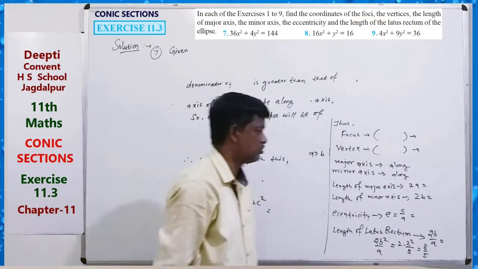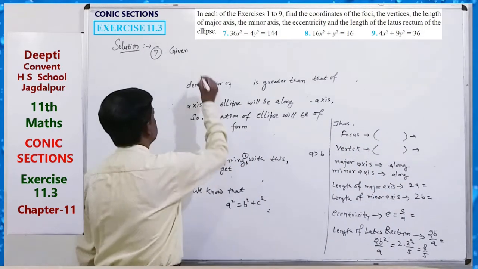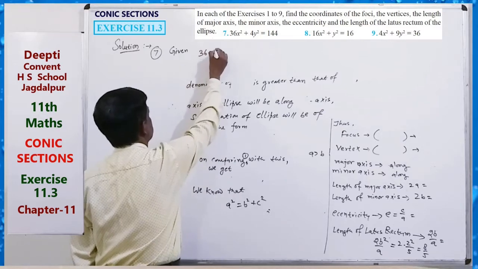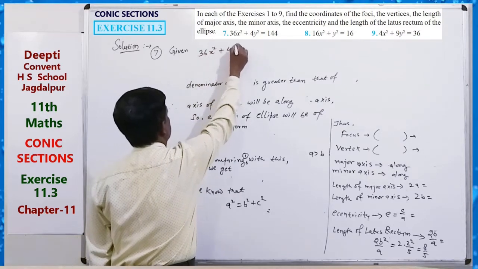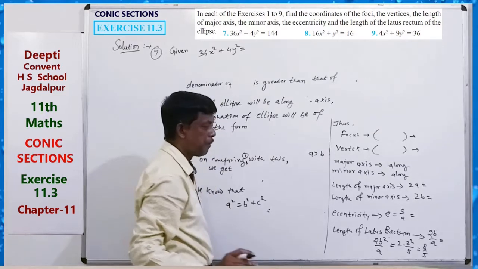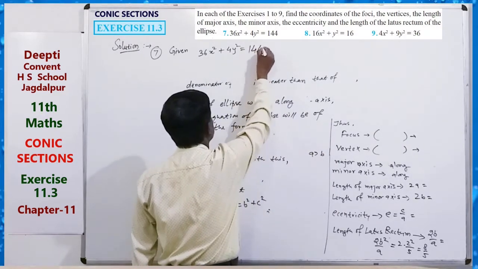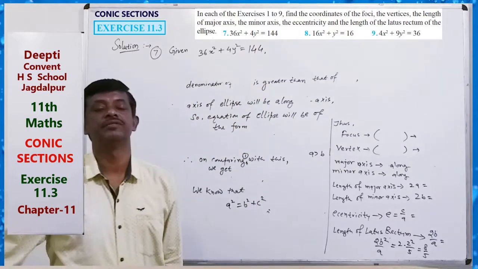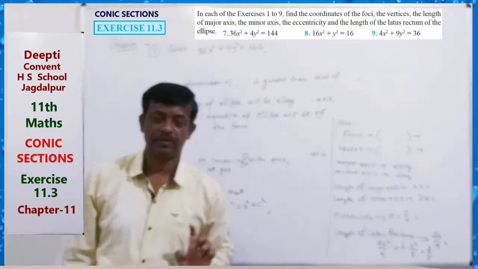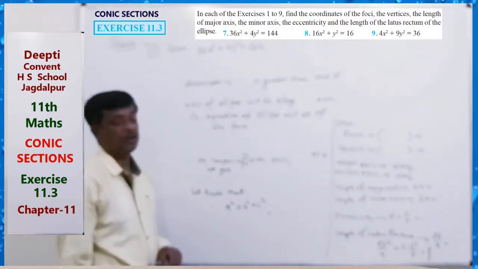36x square plus 4y square equals 144. This is the given ellipse. We first have to write it in the standard form.